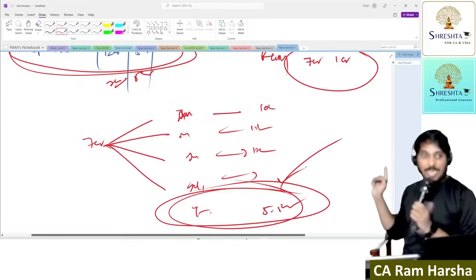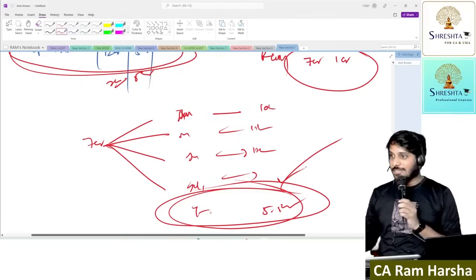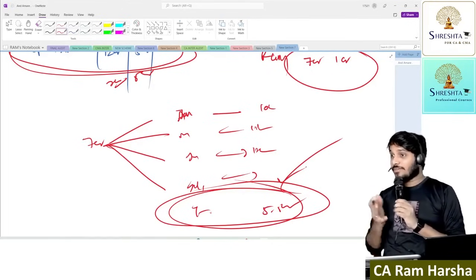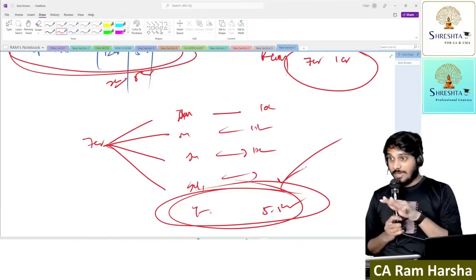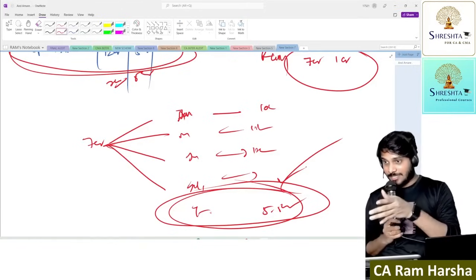But how did the company charge it? Where have they charged it to? They charged it to the P&L account. Now how did I find the difference? By doing inter-period analysis.